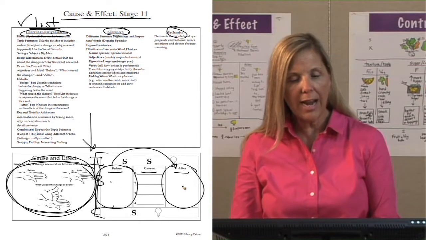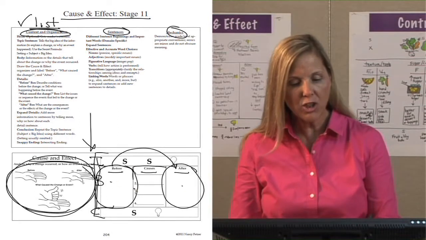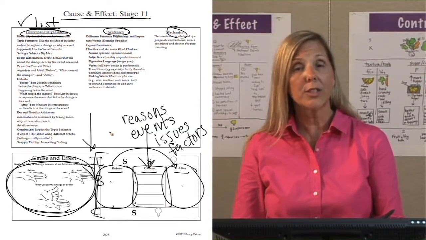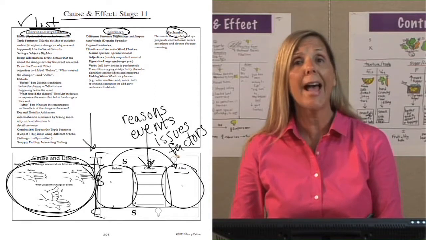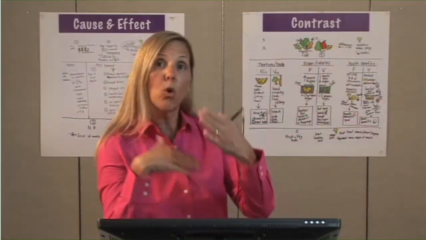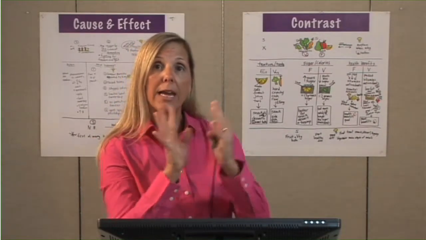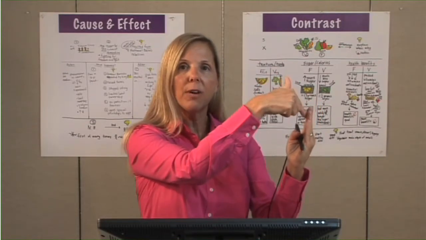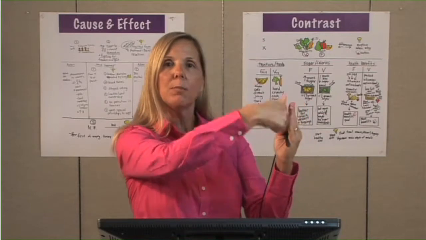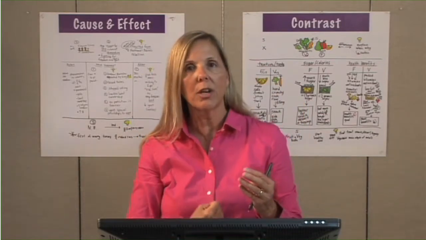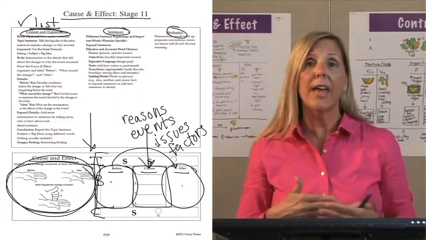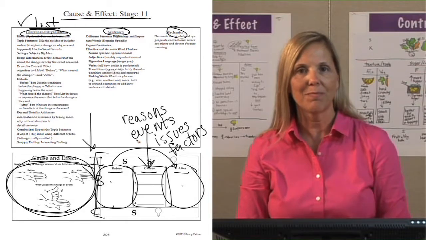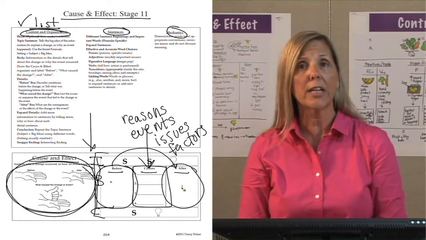Once I have the before and after, then it's much easier to identify the causes for the change. The causes could be reasons, events, issues, or factors that cause that change. You have your beginning, where you have something one way, and then it's changed. So you're looking at the change and seeing, oh, here's how it's different. Now in the middle, what caused it to be different? That's what you're doing in cause and effect. You're identifying the reasons, the events, the issues, the factors in order to show why there was change. There's your checklist, there's your organizer. Let's go to the next page.